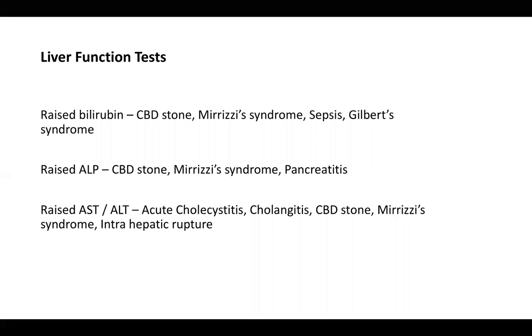Suppose the alkaline phosphatase is raised. This basically means that there is biliary stasis in the common bile duct or in the liver. And this can happen because of Mirizzi's, common bile duct stone, or even pancreatitis.